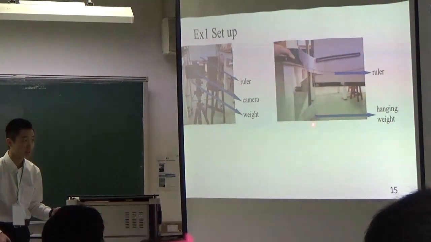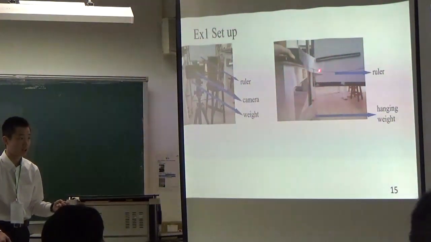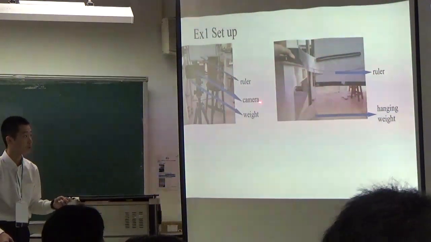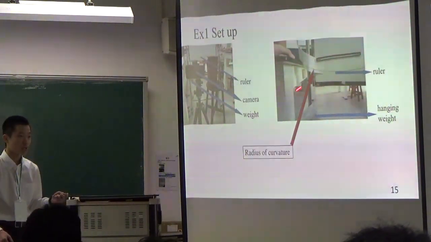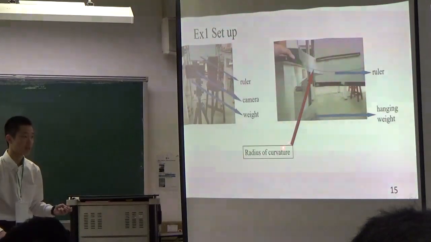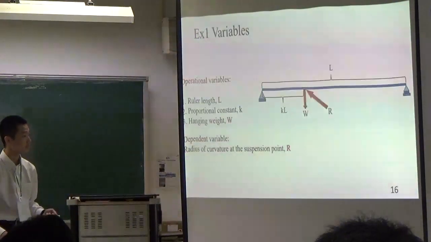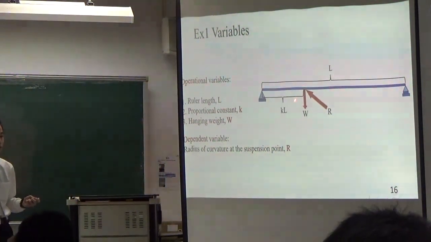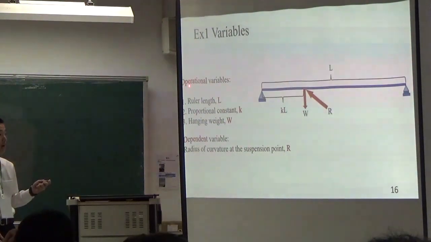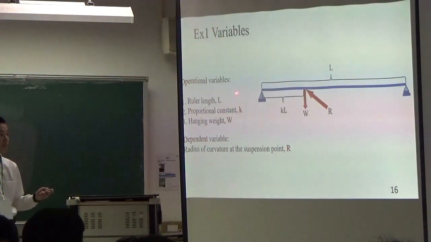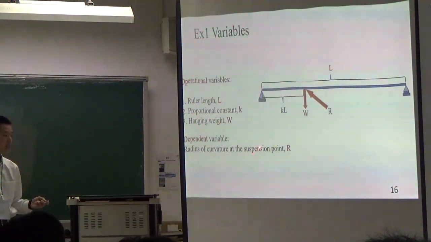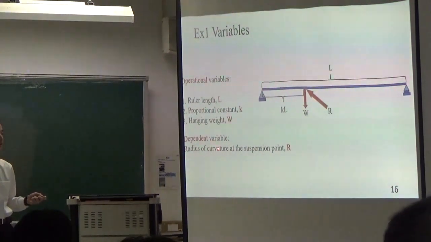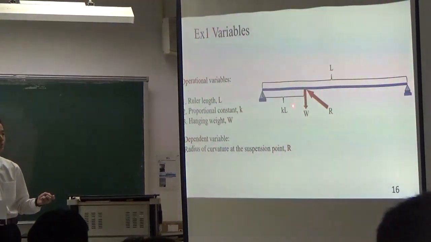We hang a weight under the ruler at a certain point, and then we take a photo of the bending ruler and use Tracker to get the radius of curvature at the hanging point. These are the variables for experiment 1. The operational variables are the ruler length L, the proportional constant K in this picture, and the hanging weight W. And the dependent variable we want to know is the radius of curvature at the hanging point, R.